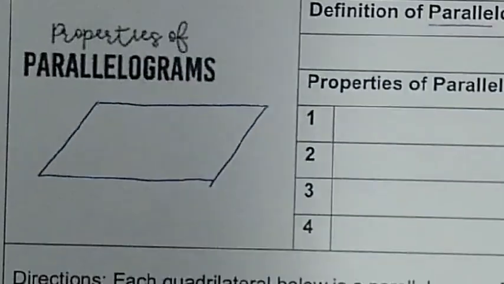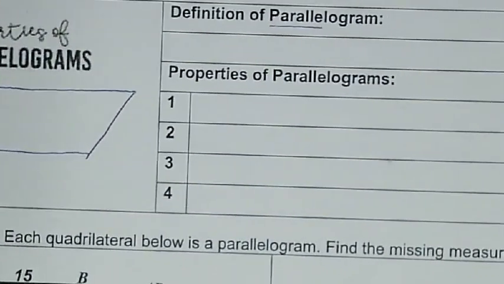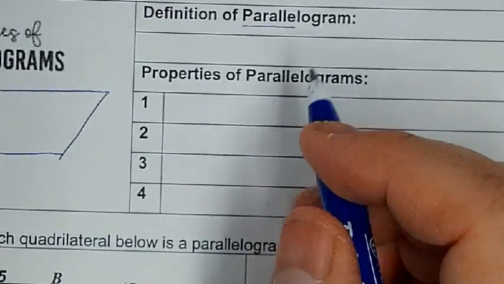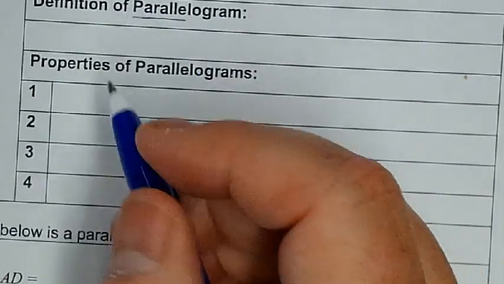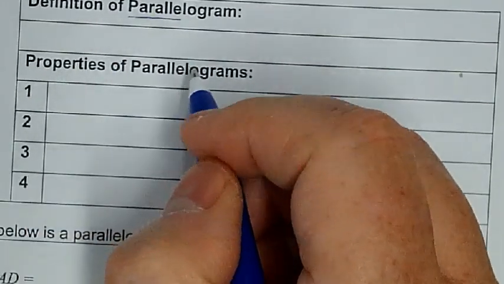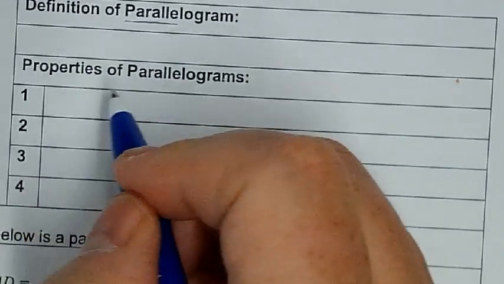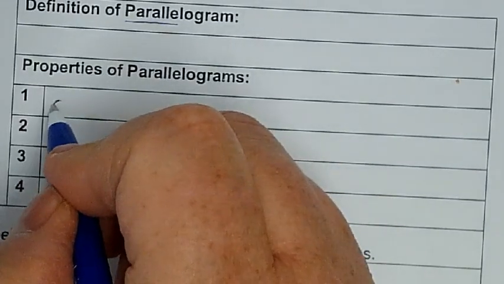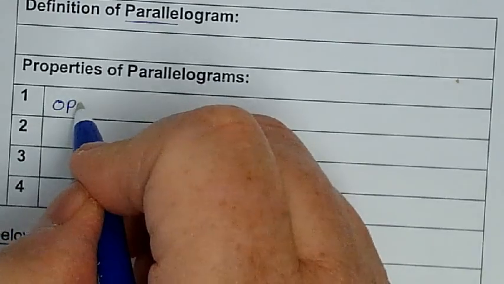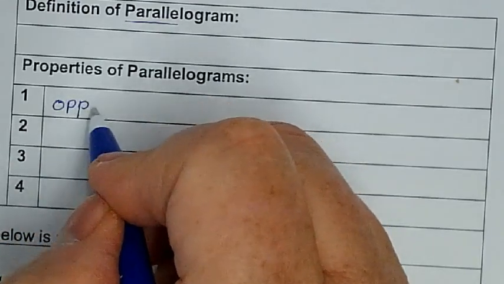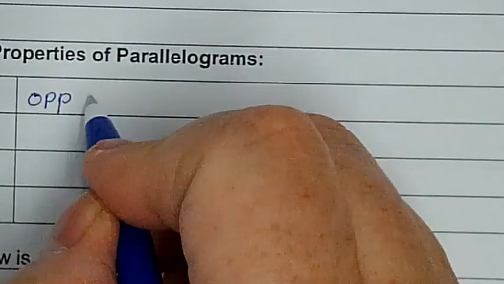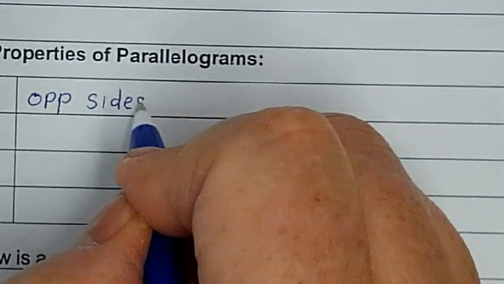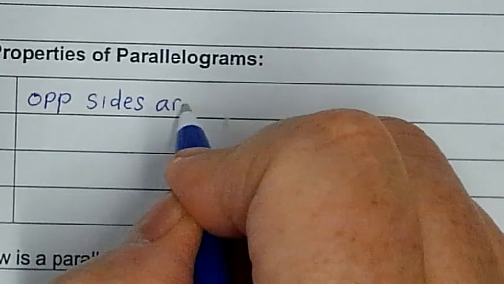Now, when we talk about the properties, it's the qualities, characteristics. The one most important, the first one, and this is not in any particular order, but the first property of a parallelogram is that, copy this down. What do you think I mean when I write OPP? Yeah, thank you for that. Opposite sides are.